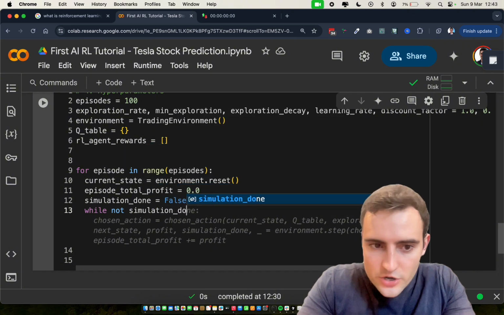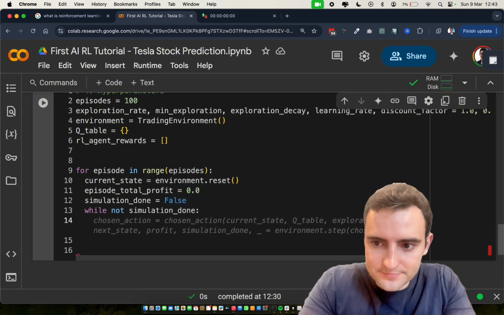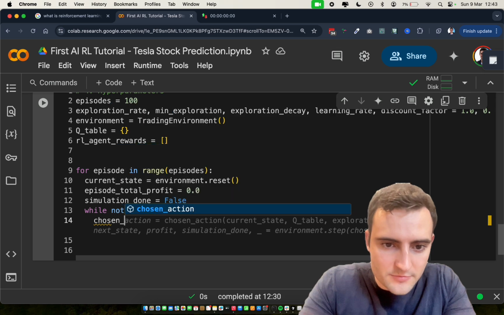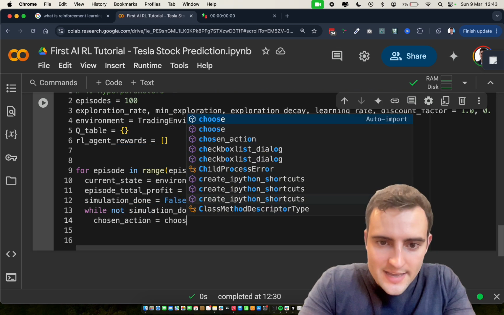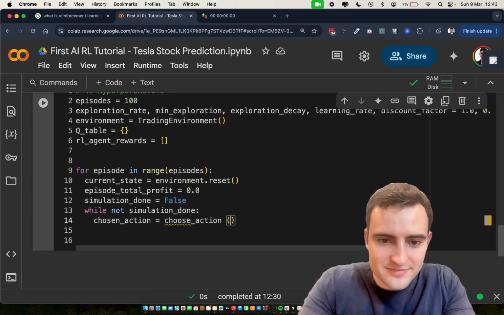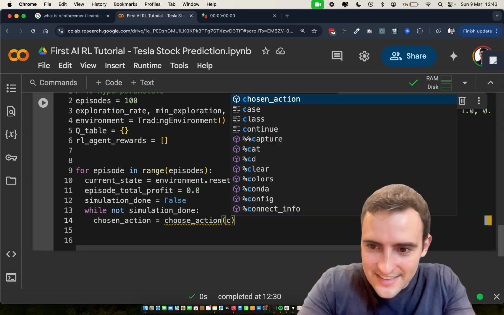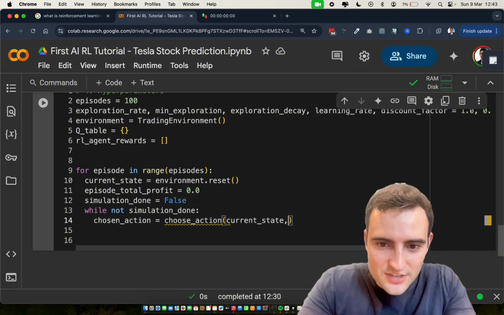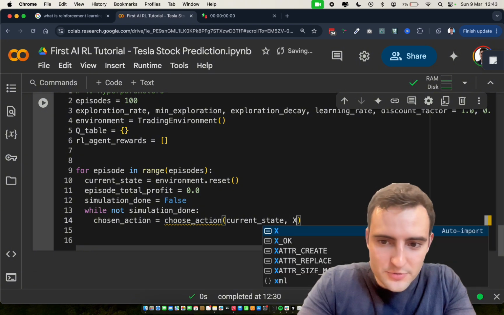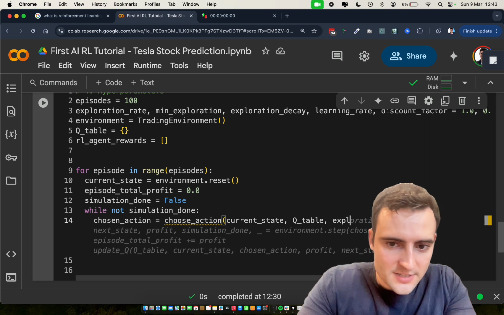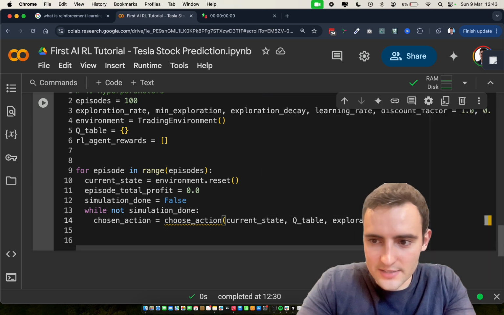And then we write chosen underscore action equals choose action, right? So it should choose an action, and it should do this according to a lot of stuff. So how does it choose an action? It needs to know the current state. It needs to know the Q table, so the knowledge table, and it needs to know the exploration rate. So there we go. We've typed that all in.